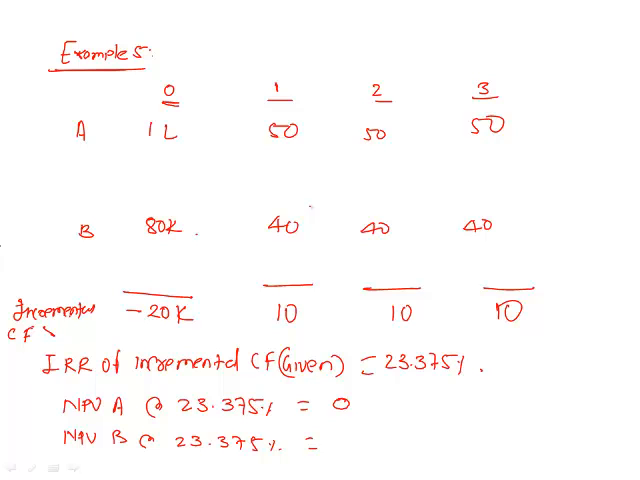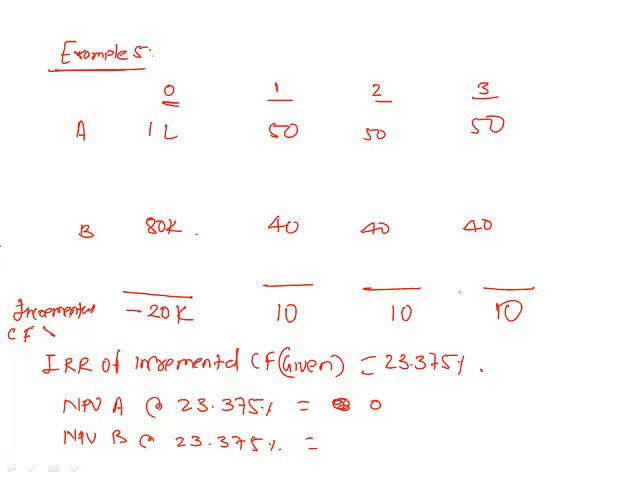Let's do the second one. 562, that will work, right? Yes, 562 is coming. NPV is 562 rupees. Yes, 562 rupees is coming. 23.375, I rounded it up a bit. So it's close to 0.